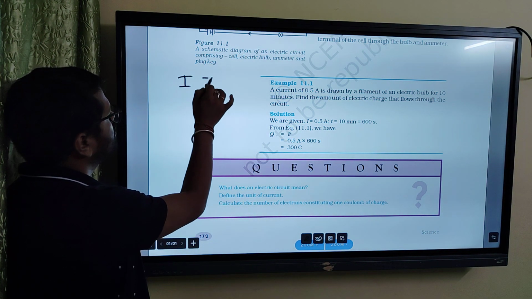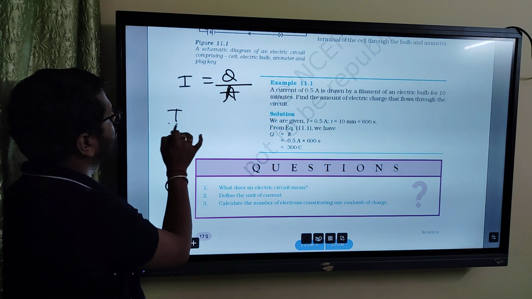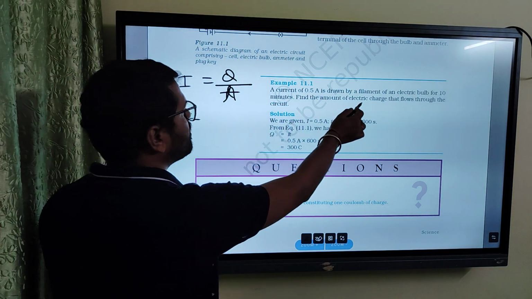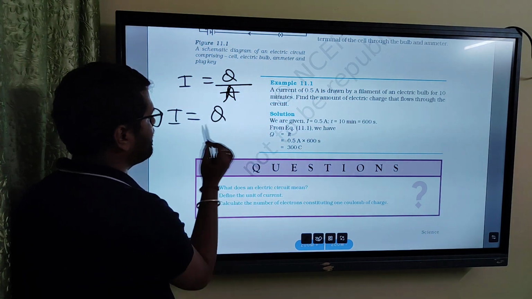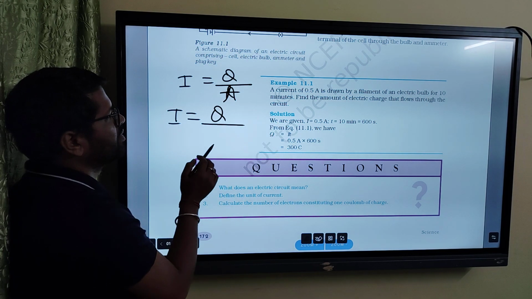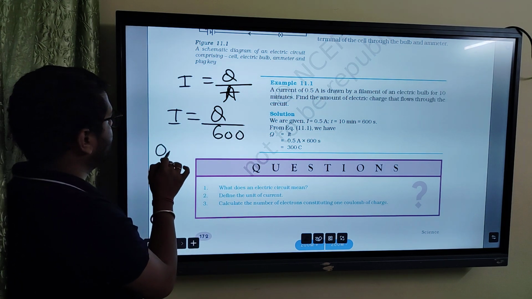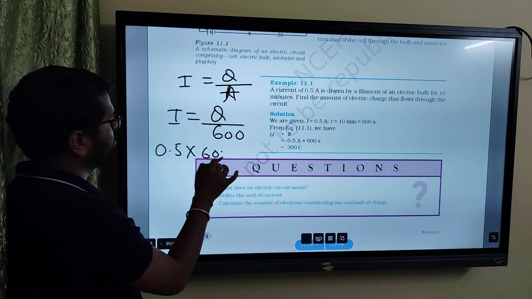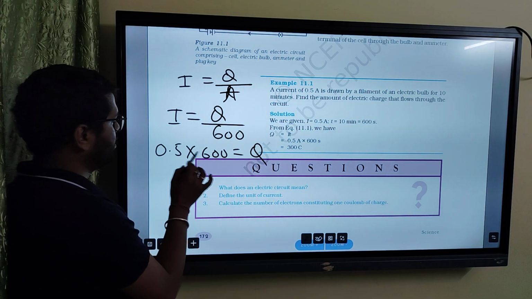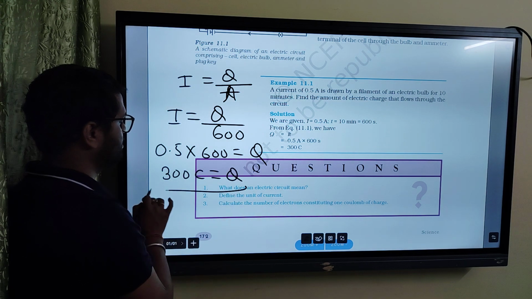I equals Q by T. What is Q? Ne. Find the amount of electric charge. So here you just have to find the charge, and T is 600 seconds. The current given is 0.5. So 0.5 into 600 equals Q. Simple. So Q will be 300 coulomb.